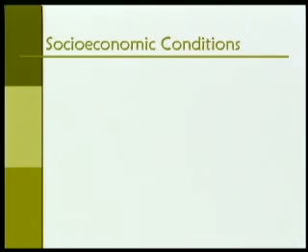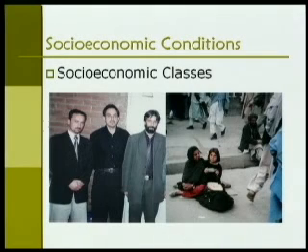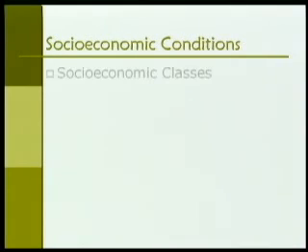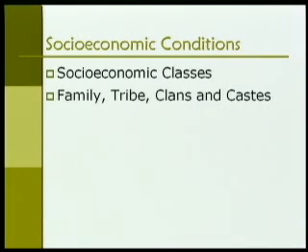When it comes to the socioeconomic conditions, we would focus on the socioeconomic classes as well: the lower class people, the high class people, different castes and different classes, and how these socioeconomic classes fed into the religious or the political system of Asia. So keep in mind the socioeconomic classes and their significance, and how the family, the tribe, the clans, and the caste work themselves into the socioeconomic system of Asia.